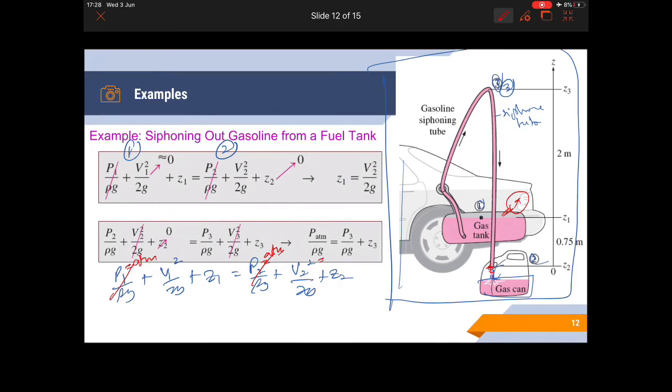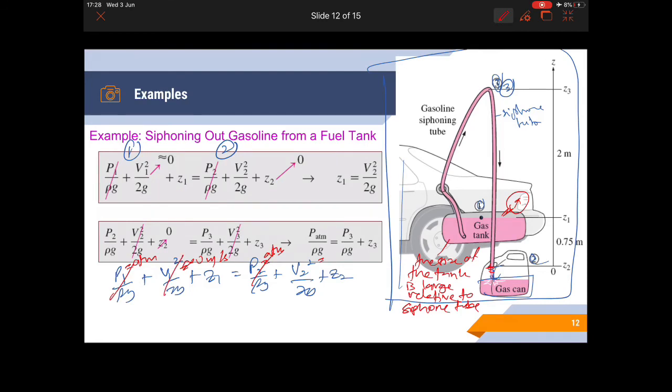However, at point 1, similar to the assumption of the large water tank in the previous example, V1 is considered almost 0 meters per second because the size of the tank is large. So this one we take out as well. V2 we do have.